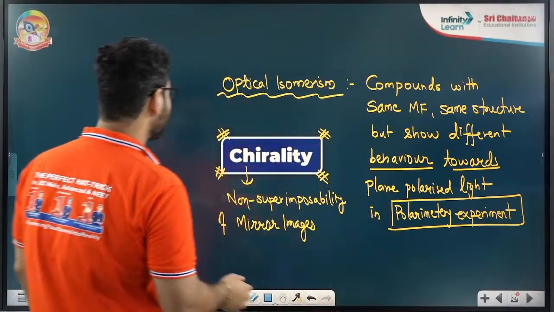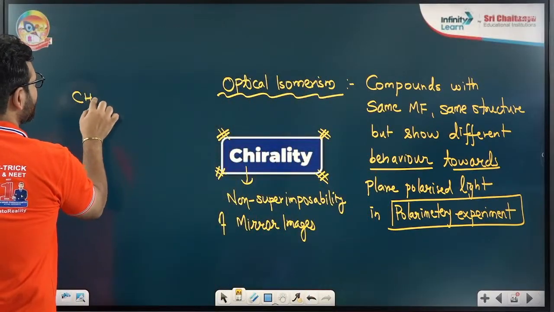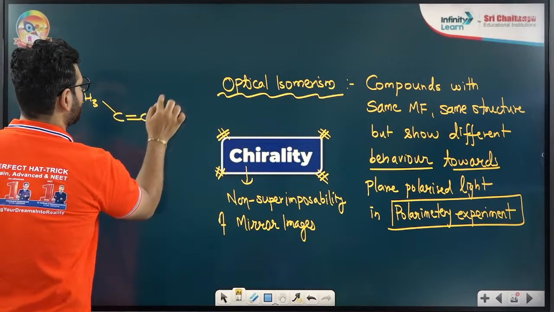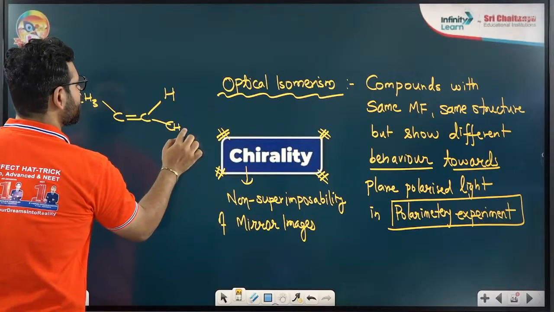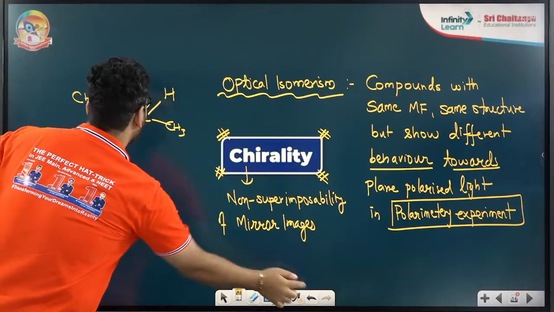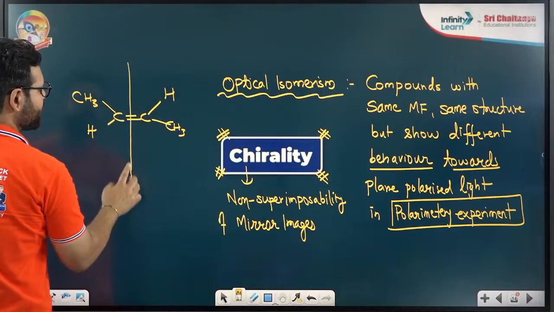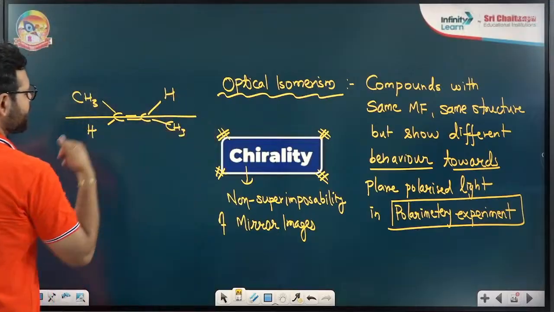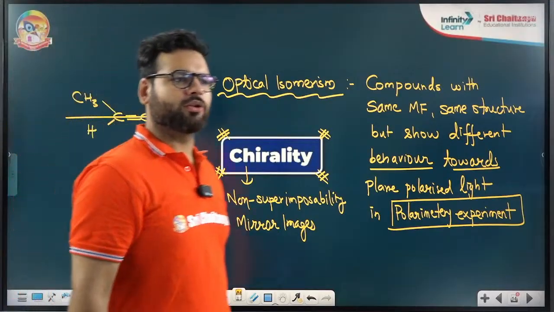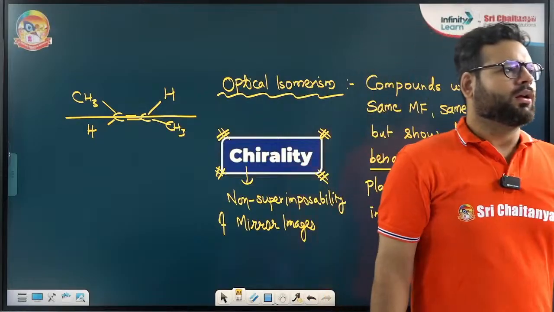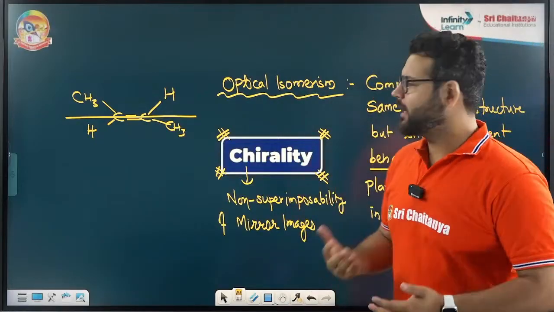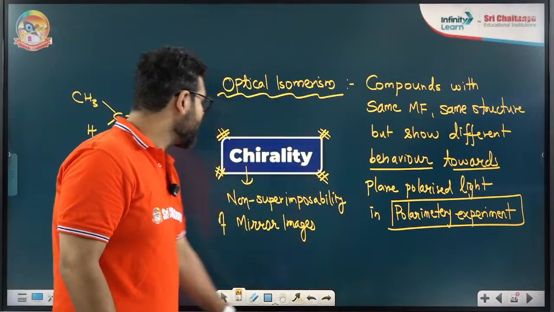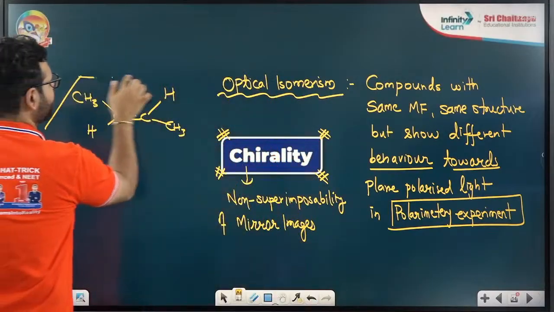By looking at trans-butene, you might say, sir, this one looks chiral. How will I cut it into 2 equal halves, sir? Sir, I can't cut it like this. Here CH3, here H. Here H, here CH3. Yes or no? So by looking at trans-butene, you might feel it is chiral, but it can't be chiral because it's a planar molecule, beta.